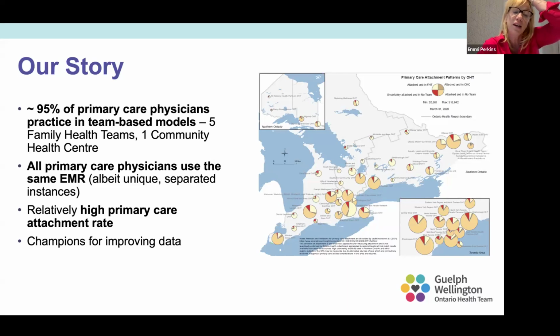Specifically, a little bit about Guelph Wellington Ontario Health Team is that we do have a very high degree of primary care alignment. Approximately 95% of our physicians practice in team-based models. We have 5 family health teams and 1 community health center, to which the majority of primary care physicians in our community are affiliated. All of our primary care physicians use the same EMR, albeit they all use unique and separate instances of that EMR. We do have a relatively high primary care attachment rate, certainly not as high as it was pre-pandemic, but relative to some other parts of the province, certainly higher. And we do have many clinical champions for improving data.